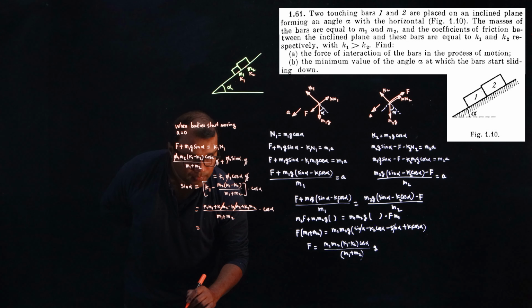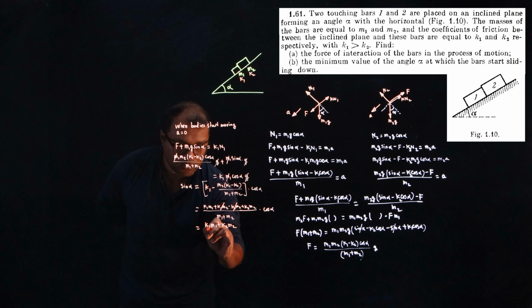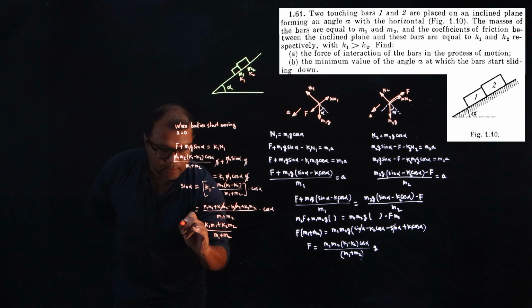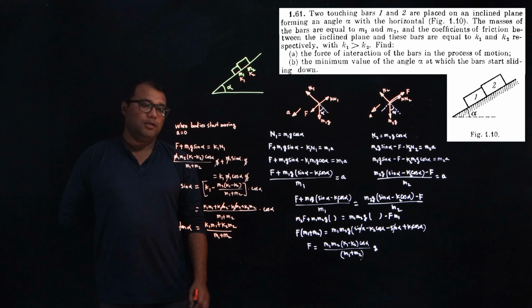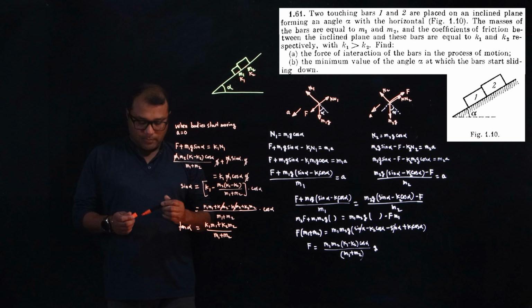This becomes (k1 m1 plus k2 m2) divided by (m1 plus m2). And let's bring the cosine to the other side, so this becomes tan alpha. So alpha is tan inverse of this. Okay.